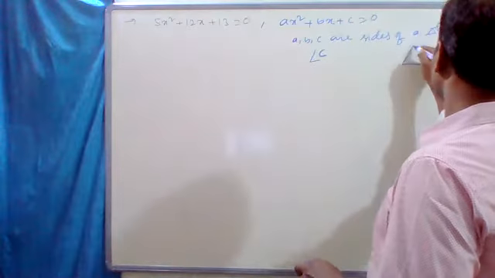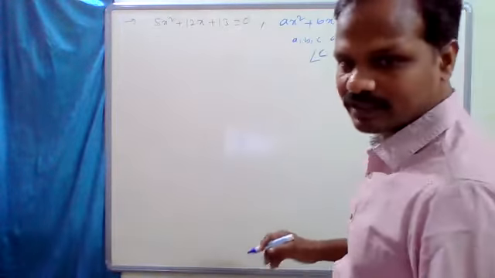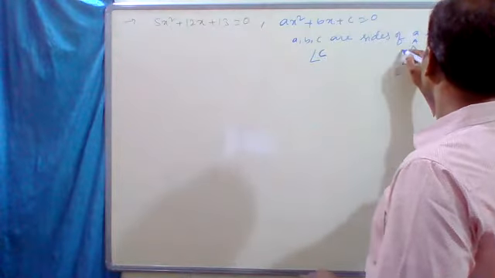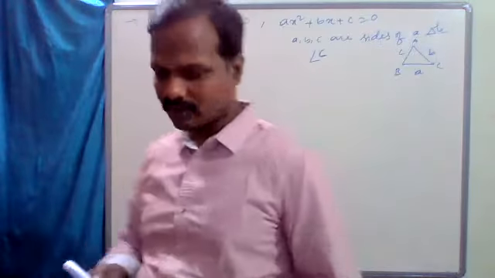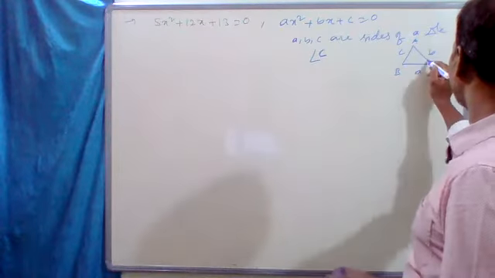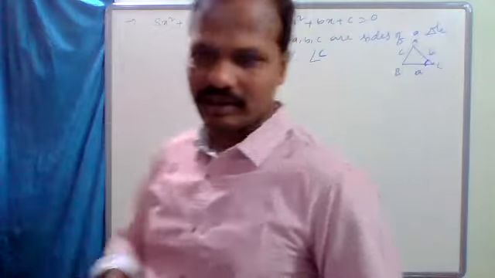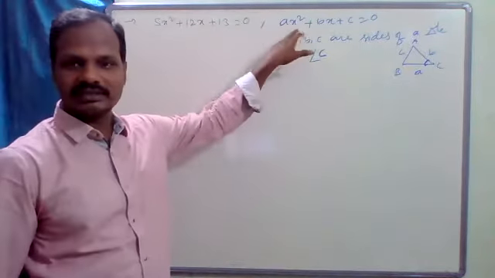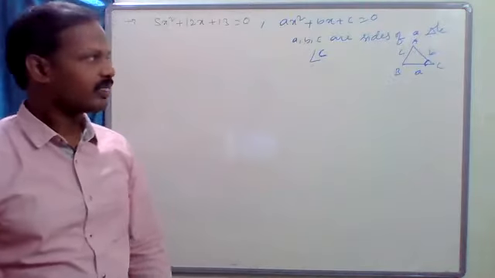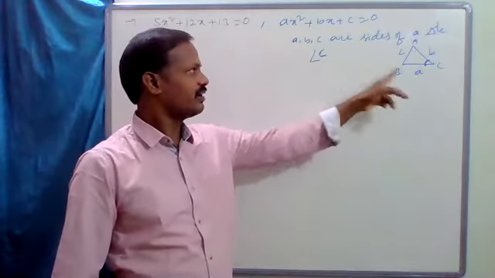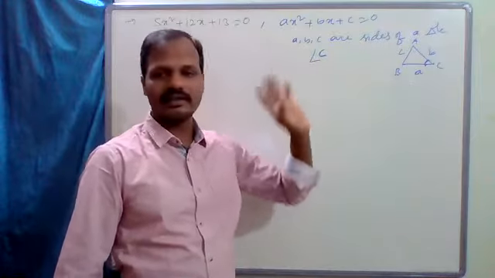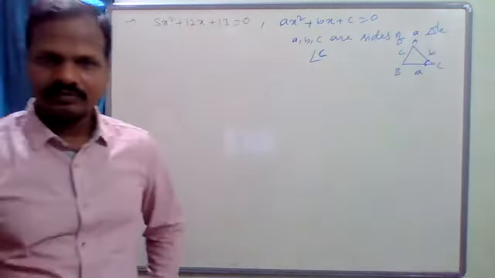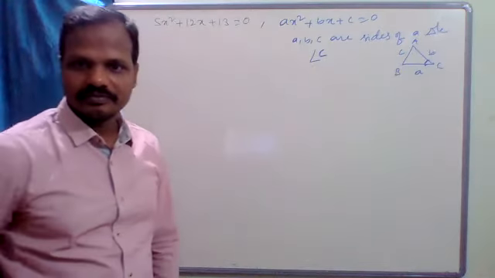Okay? So what is given? In the second equation, the coefficients a, b, c are the sides of a triangle. Now we have to find the angle C. Once again, the question is, if these two equations have a common root, and a, b, c are the sides of a triangle ABC, then find the angle C. I think the question is clear.